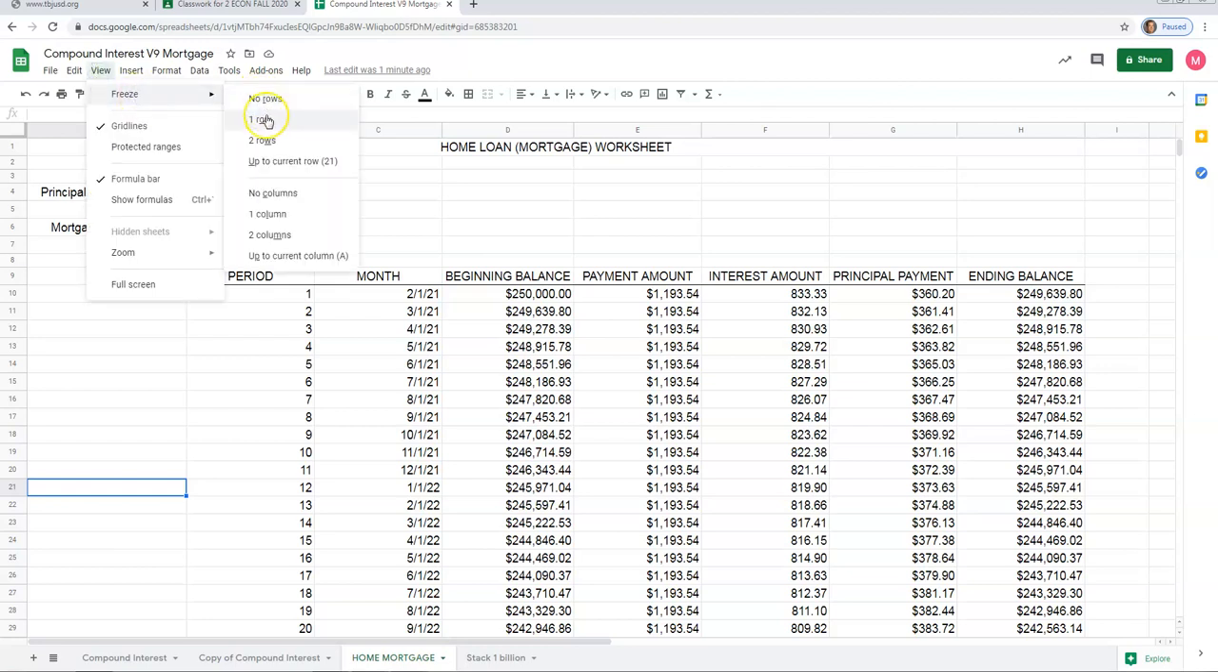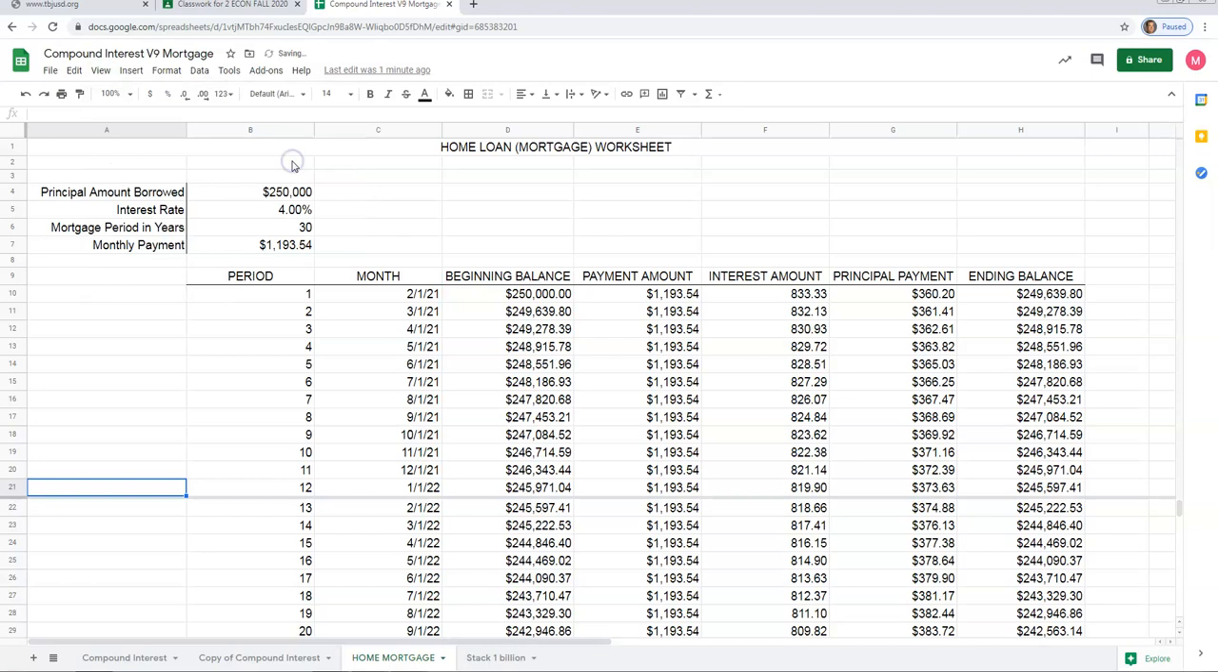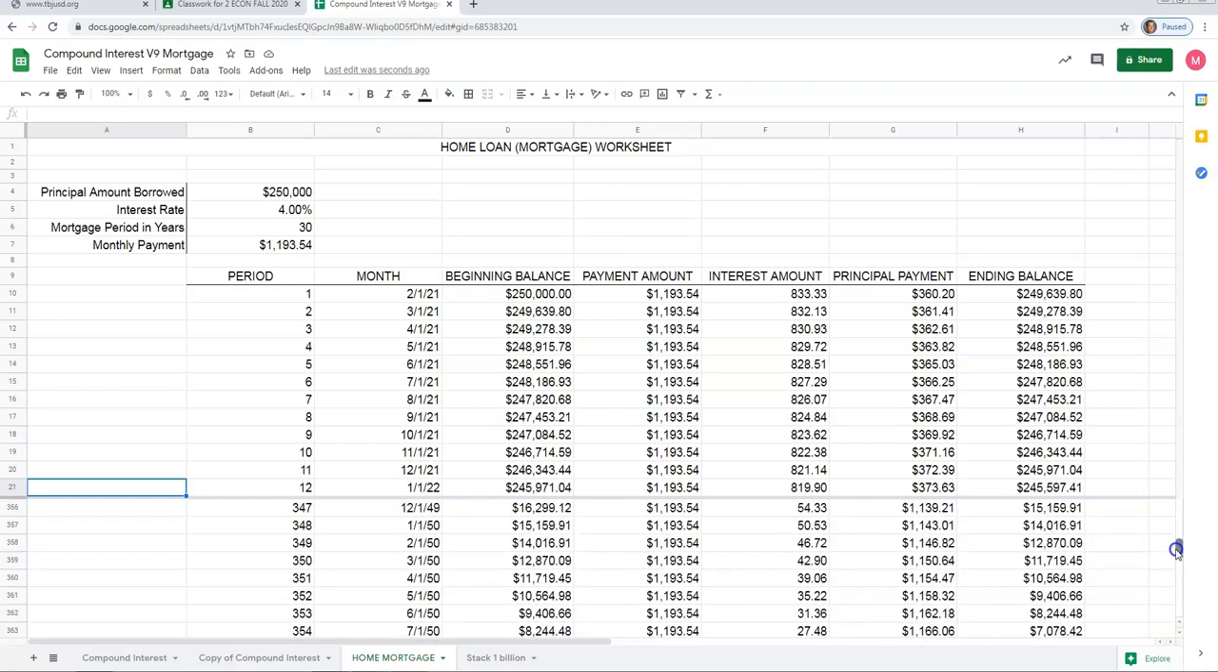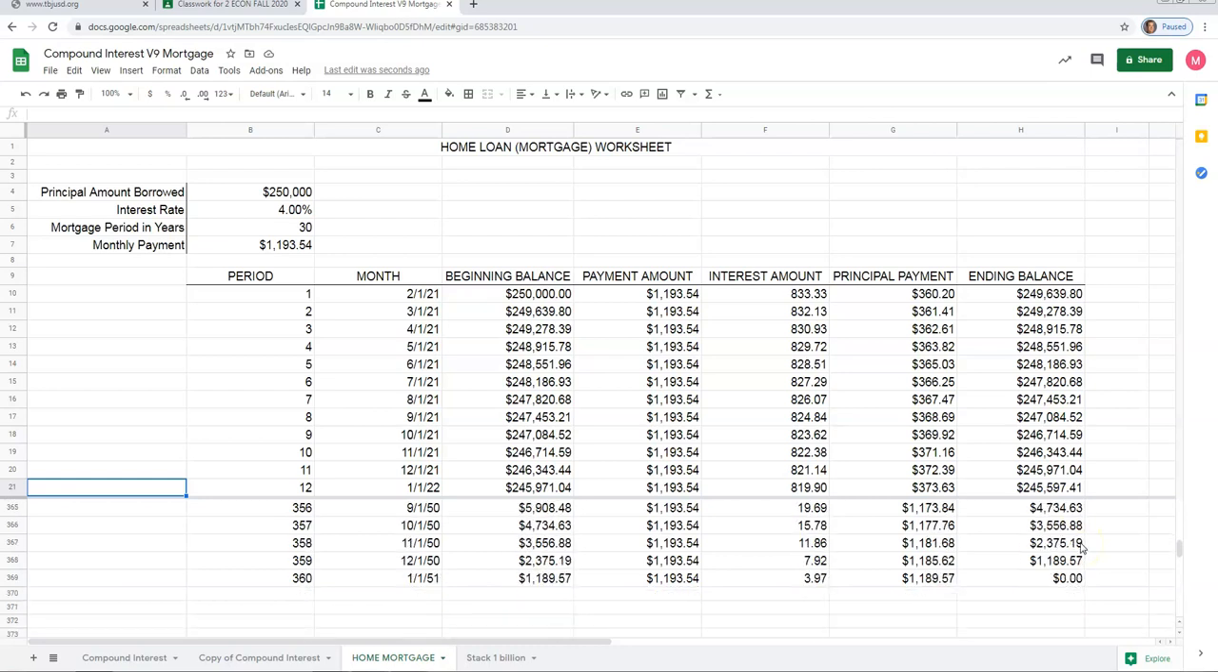Let me go ahead and freeze and split my windows here so I can get down to the last payment. There it is. So here's periods 1 through 12, and then way down the screen, I was able to split the screen so we can just look at the last 5 months of payments. You can see the loan ends up being completely paid off after 360 periods, which in this case each period is a month.